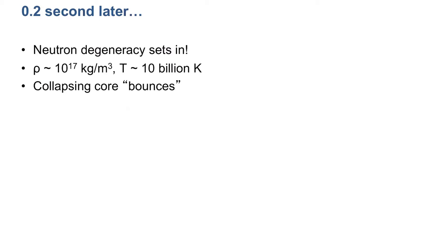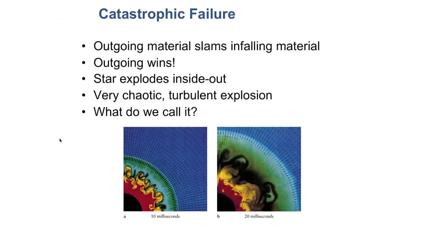When you reach that limit, assuming that there aren't too many neutrons, assuming you're not too massive, then neutron degeneracy will suddenly stop it at the bottom. And that sudden stop at the bottom causes a bounce. And it's an extremely energetic bounce. And it's a bounce that sends shock waves rippling through the outer part of the star and ultimately blows the entire star apart. So this is a catastrophic failure of the star.